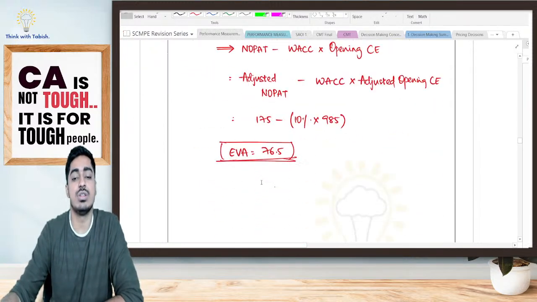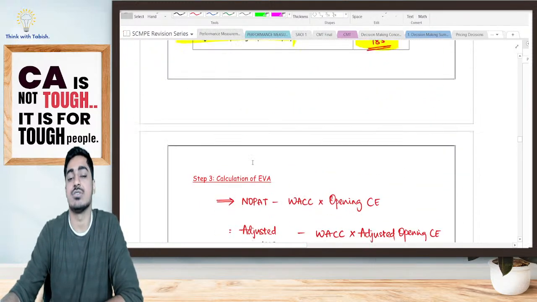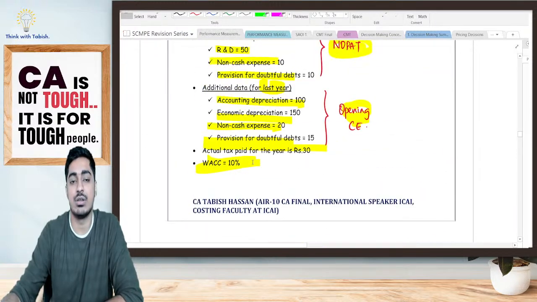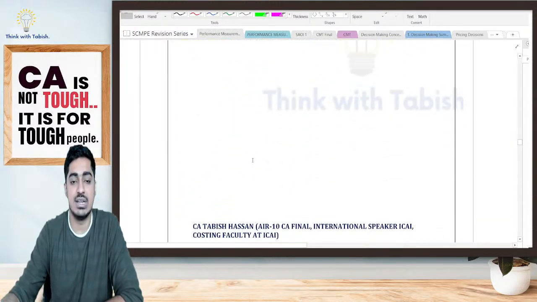Is it clear? Based on this, we can calculate our EVA. Yes, all the numbers are there. You can pause the video once later on and do it by yourselves. Is it clear, students?